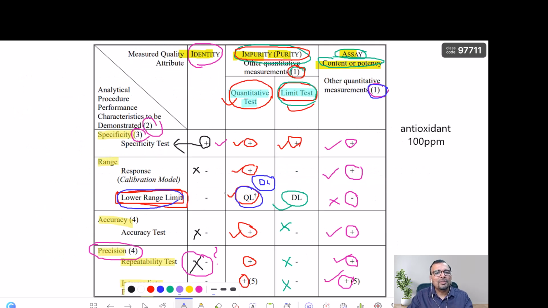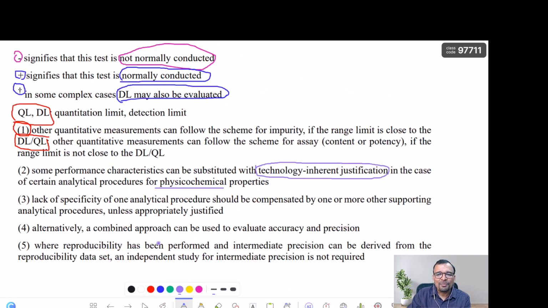Let us move on. This talks about analytical procedure performance characteristics to be demonstrated. I can certainly demonstrate the specificity of the analytical procedures where mass spectrometry is used just by identifying the mass number. That is, look here, this is the mass number I got, so this is going to be the given substance in the place. So the technology itself is going to help me to justify the specificity.